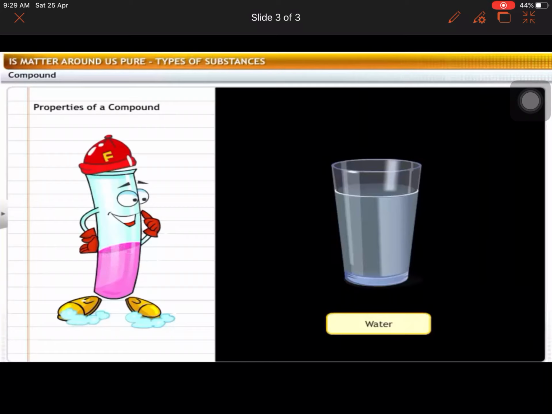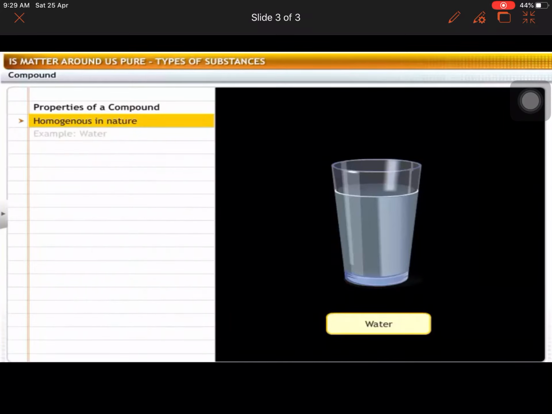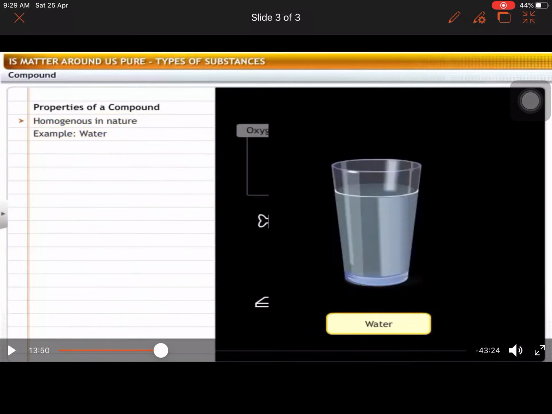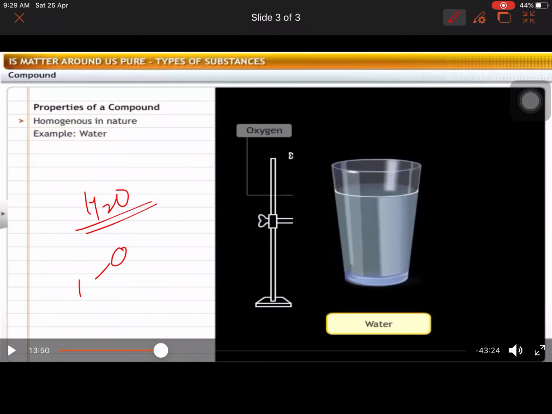A pure chemical compound is homogeneous in nature, made up of the same type of molecules. For example, water contains only molecules of water. That means H2O. What does it mean? H2O means one oxygen bonded with two hydrogen with a covalent bond, right? That is why it is called a compound. So what are the properties of a compound?